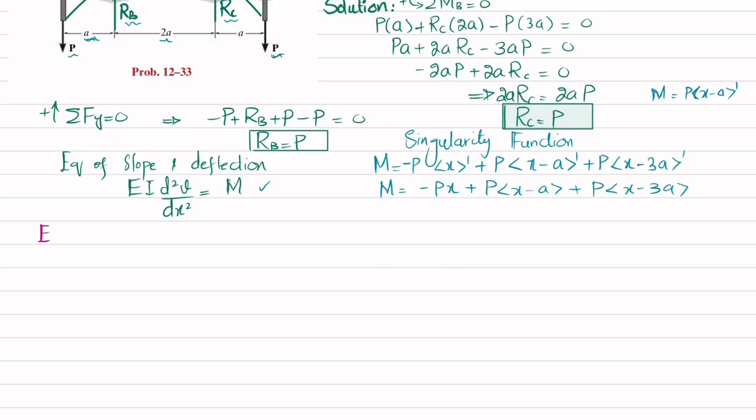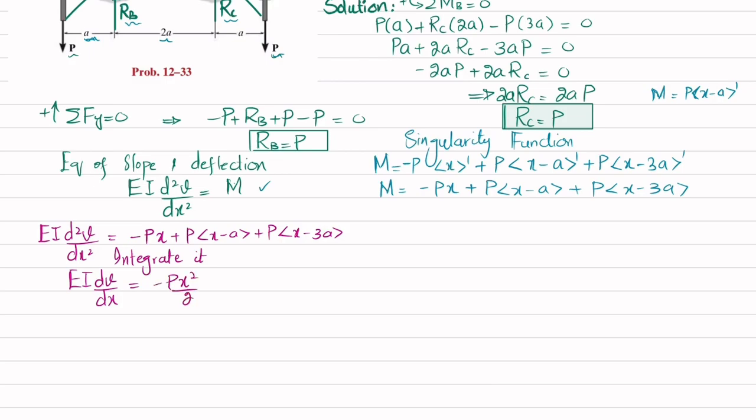So we will get EI d²v/dx² is equal to this moment, which is −P·x + P·(x − a) + P·(x − 3a). Okay, so integrate it first. You will get EI dv/dx equal to −Px²/2 + P(x − a)²/2 + P(x − 3a)²/2, and there will be a constant of integration, C1. Let this be your equation number 1.